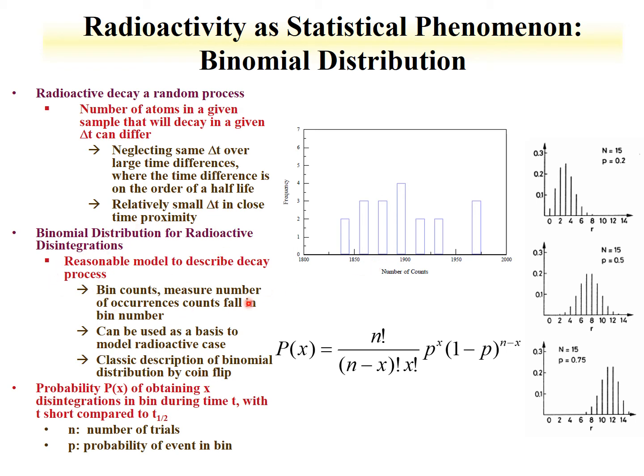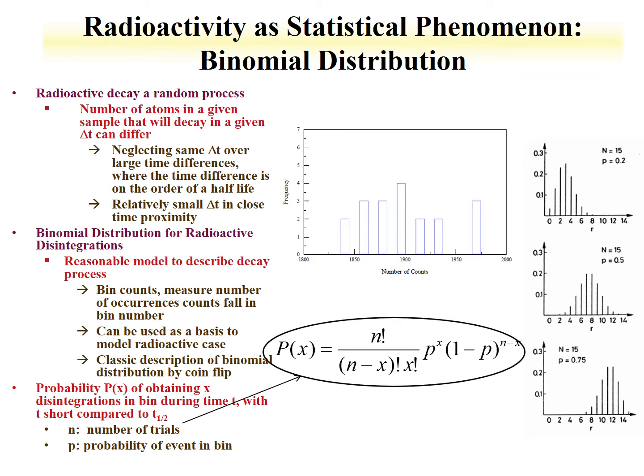We can model it that way. It's a reasonable model to describe the decay process. We can bin count, measure the number of occurrences that fall in a bin number. This can be used as a basis of modeling our radioactive decay. The classic binomial distribution is a coin flip, right? So this is an example of binning numbers, having them fall into certain bins.